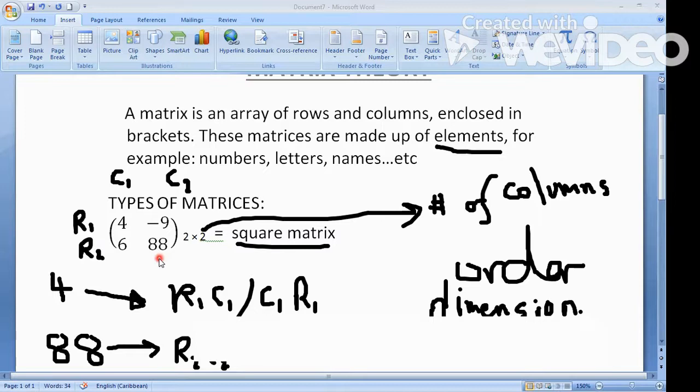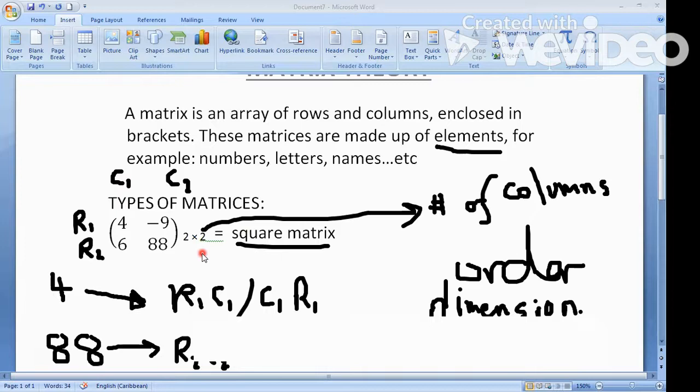Now the order of a matrix tells us the number of rows and the number of columns. So this 2 by 2 means that the first number tells us we have 2 rows, and the last number tells us how many columns. Sorry, not 3, 2 columns. So we have 2 rows and 2 columns. This is column 1, column 2, row 1, row 2.